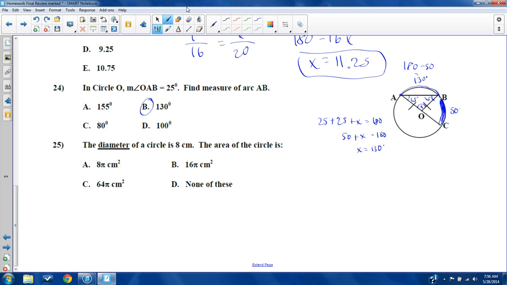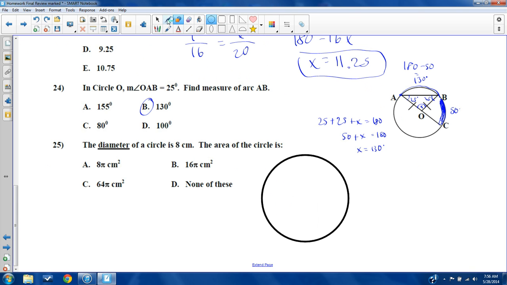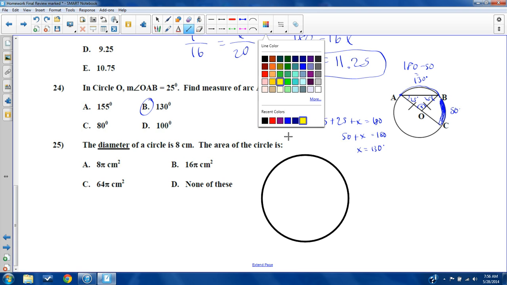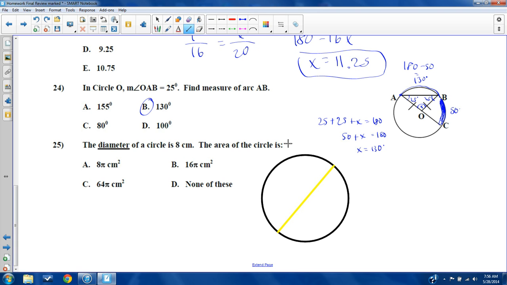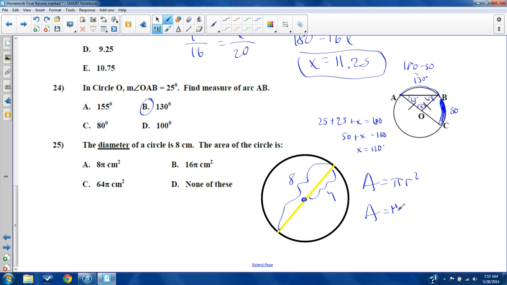Okay, 25. The diameter of a circle is 8 centimeters. That is not a circle. The area of the circle is, so I don't have to draw this, but I will. Here's your diameter crossing through the center. If this is 8, area is calculated by its radius. So radius is 4. Area of a circle is pi r squared. So area is pi times 4 squared, which is 16 pi square centimeters.